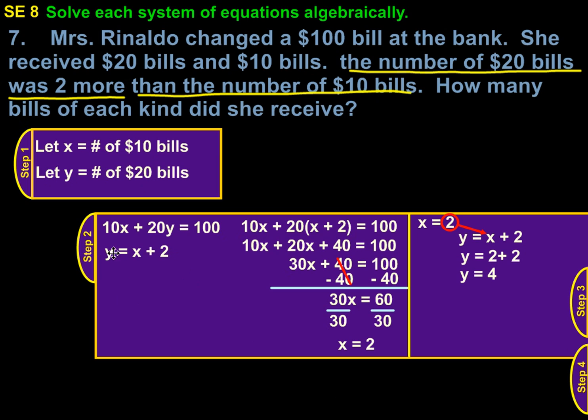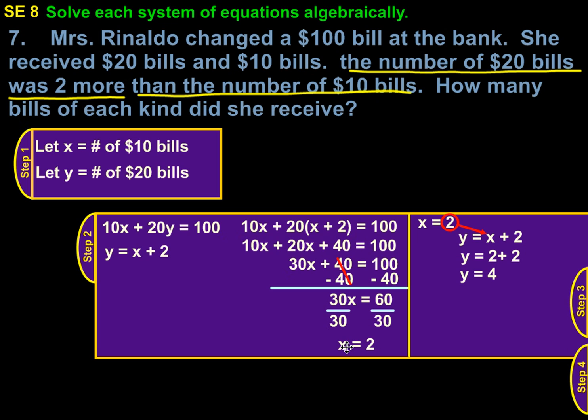So now that I know what Y equals, I can plug X plus 2 into the equation for this. So rewriting it over here, I have 10x plus 20, parentheses X plus 2, equals 100. I have to distribute the 20 by everything inside the parentheses, so my 10x comes down, plus 20x plus 40 equals 100. I can combine like terms. 10x plus 20x is going to give me 30x, plus 40 equals 100. I can then take 40 away from both sides, leaves me with 30x equals 60. I can divide by 30 to isolate x, which is going to give me x equals 2.